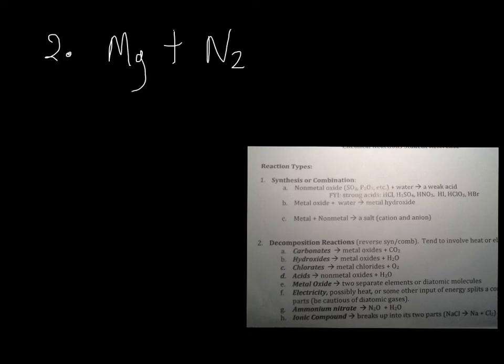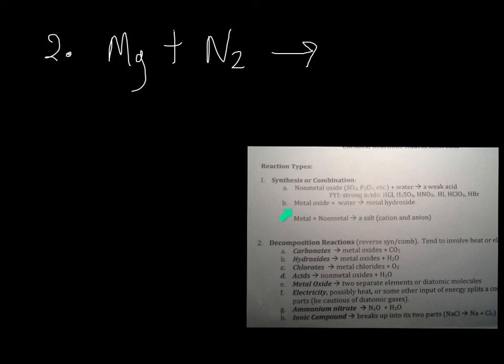Now I can tell that this is a synthesis reaction because I have 2 individual elements with a plus sign. And a synthesis is where 2 things become one. Now I look at my synthesis rules. Is it a non-metal oxide plus water? Clue is there's no plus water. It can't be that rule. The next rule says metal oxide plus water. There's no water. It can't be that rule. It must be this last rule. Metal plus a non-metal makes a salt.